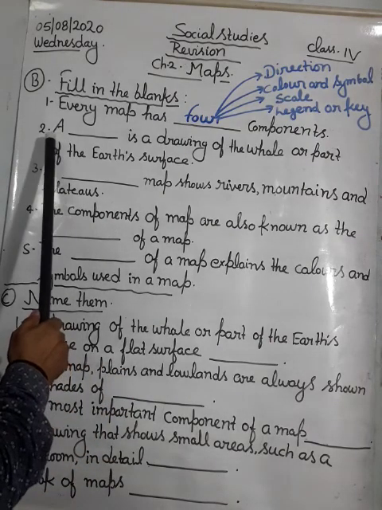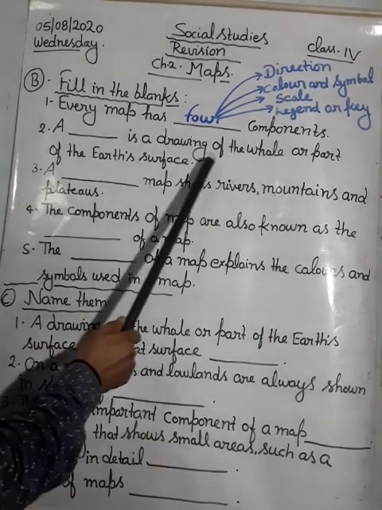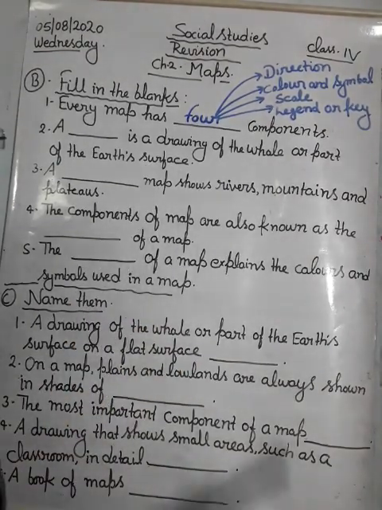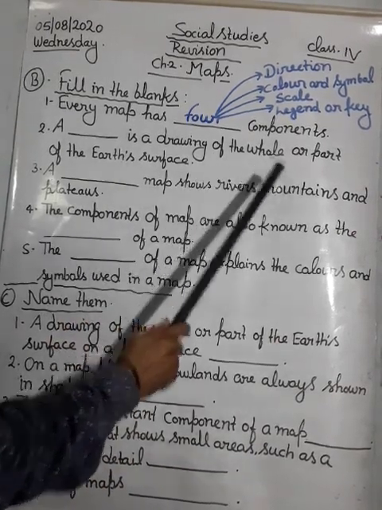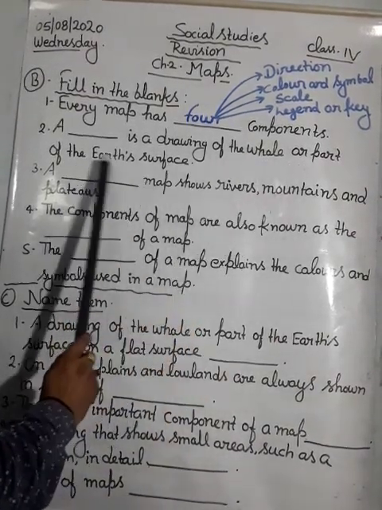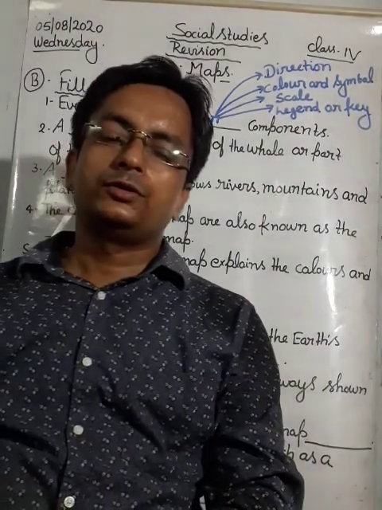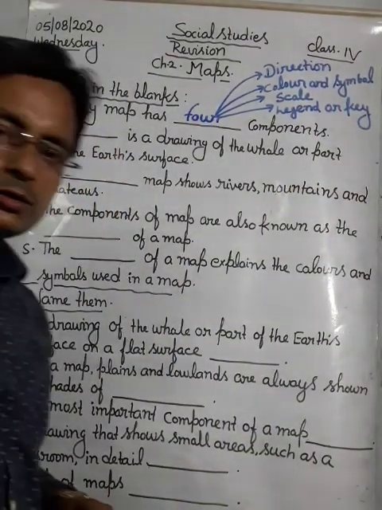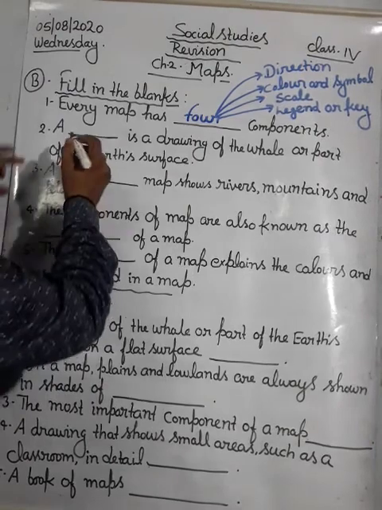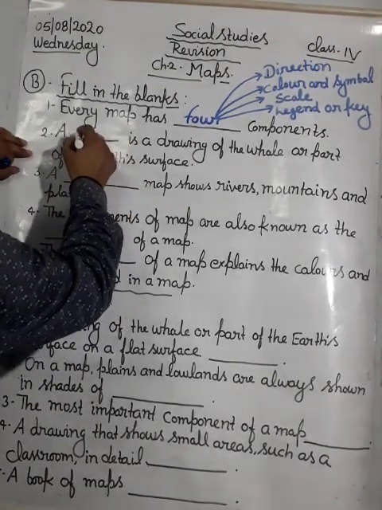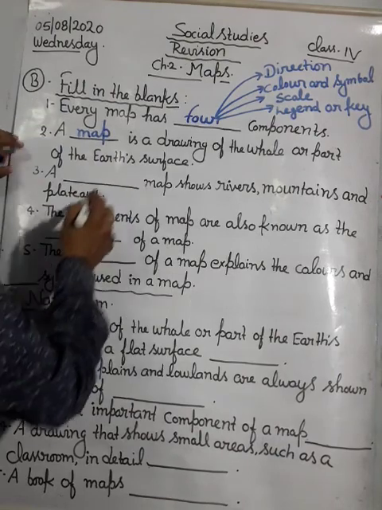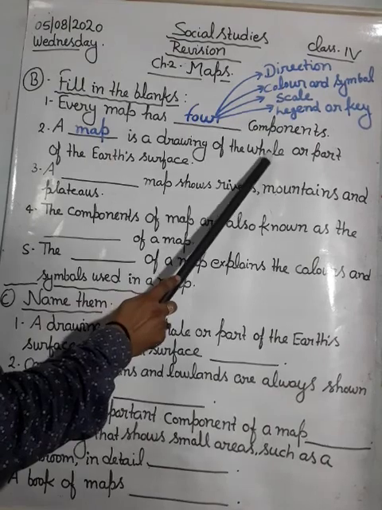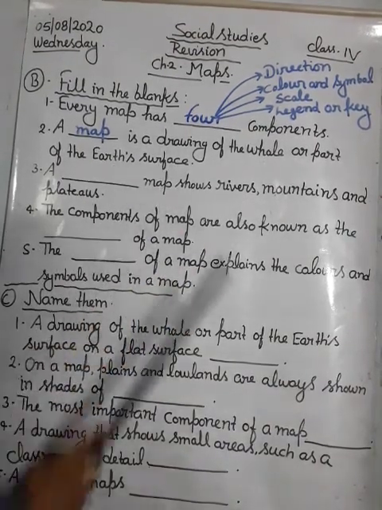Now see the second. A dash is a drawing of the whole or a part of the earth's surface. What is it called? Try to guess it. Yes, students, map. Map will be the answer. A map is a drawing of the whole or part of the earth's surface.